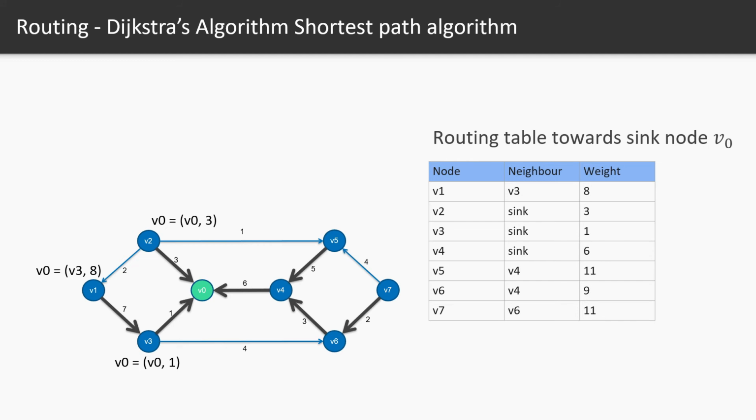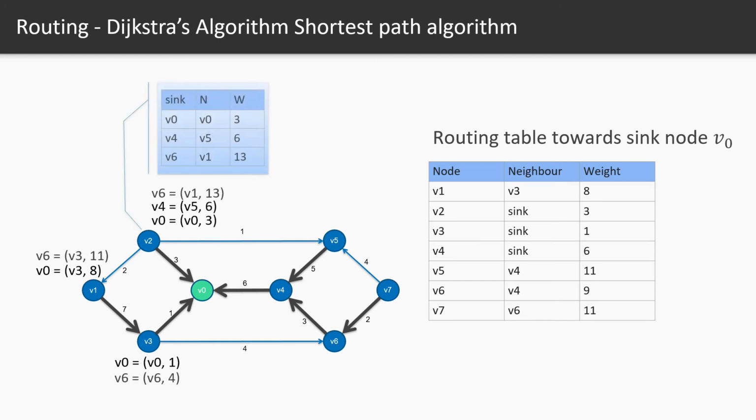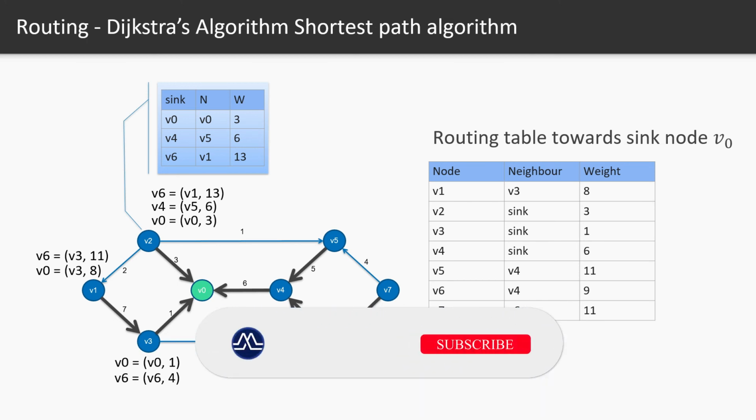So this table is constructed for only the sink node V0. In the same way, every node will have entries in its routing table for every other sink node. As an example, look at the V2 node table. It stores the information of all the possible sink nodes and also tells us which neighbor node we want to forward this packet to and what would be the total weight of the path from this node to the destination node.